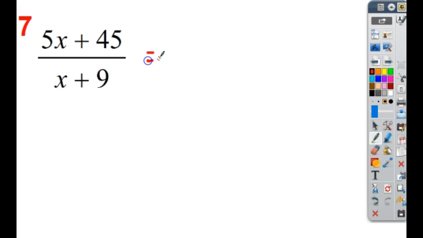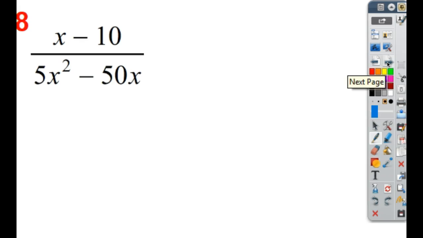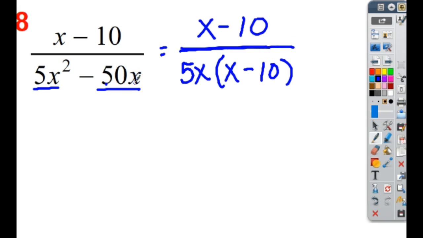I am going to factor a 5 out of that, and I'm going to have an x plus 9, x plus 9, and so this will cancel that, and it will be equal to 5. This is going to be an x minus 10, nothing factors. A 5x will factor out of the denominator. If I take a 5x out of that, I have an x left. 5 divides into 50 10 times, and the x into x goes 1 time. And so then this cancels out. I have a 5x in the denominator.